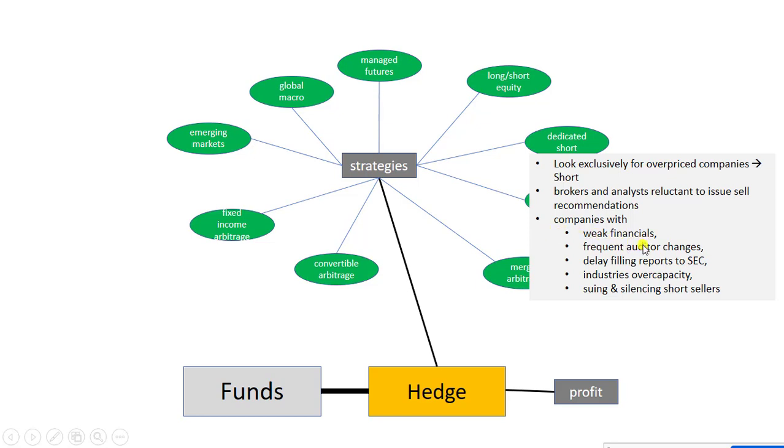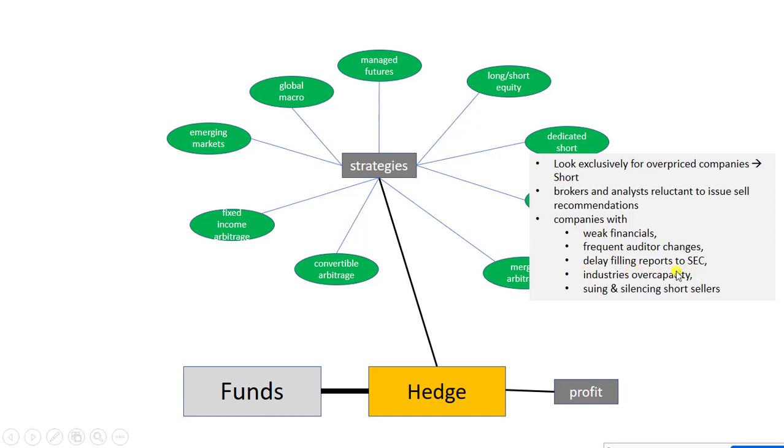So let's look for companies with weak financials, frequent auditor changes. Usually companies have to change auditors when auditors don't want to sign their annual report, so they are doing some shady stuff. Or they are delaying filing reports to the SEC. You know that companies have to submit quarterly reports to the Securities and Exchange Commission or the other national commission which collects annual or quarterly reports.